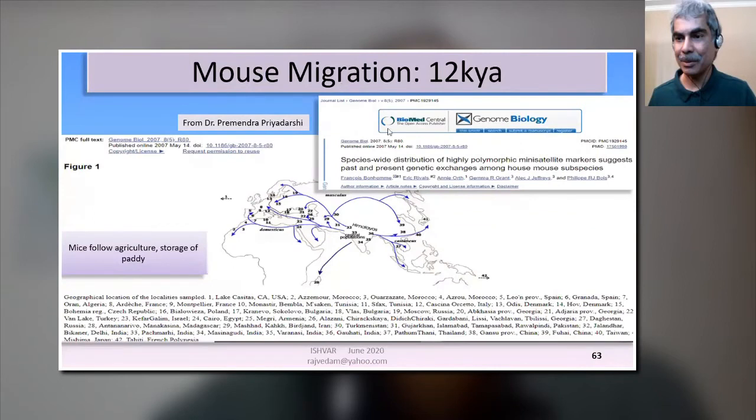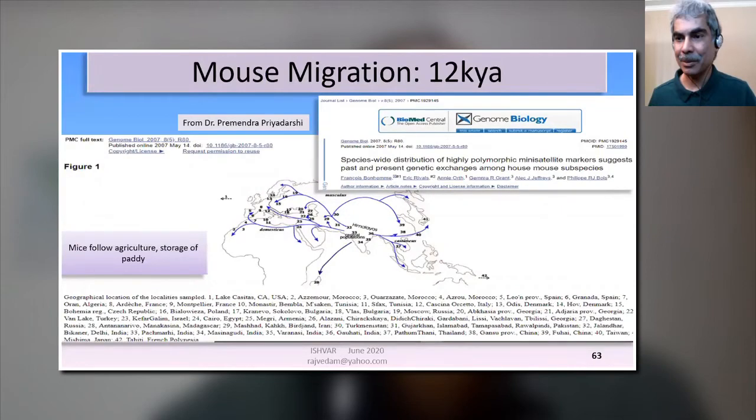This is another interesting paper on mouse migration, highlighted by Premendra Priyadarshi. This is from a paper in 2007 in Genome Biology by these researchers. These people set out to see where is the ancestor of the modern house mice they find in India, and in the world. And they found that the ancestor is in India. It's from India. They went to Madagascar, Northern Africa, Europe, China, Southeast Asia, all these places. And they found that the ancestor is also about 12,000 years old, genome-wise. So very, very interesting. If you put this paper and the previous paper together, it appears that in your house or elsewhere, in a storeroom, you put paddy, mice are going to come there.